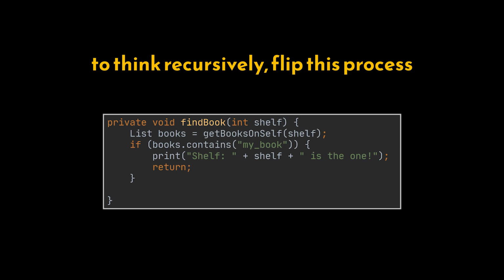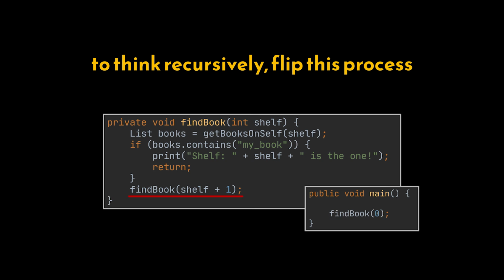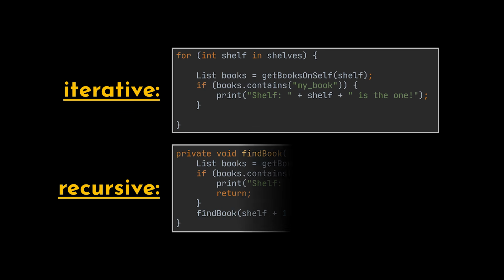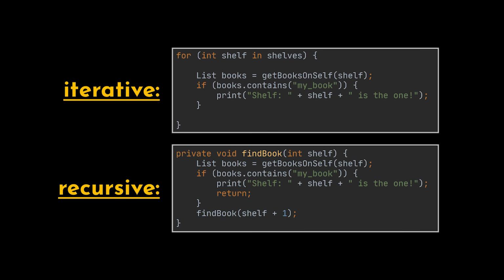Now, to think about this recursively, we'll need to flip this process. Instead of focusing on all the shelves at once, we start by writing the code to search a single shelf. Once that's done, if the current shelf doesn't have the book we want, the method calls itself with the next shelf number. The recursion continues until we find the book or run out of shelves. You see, recursion is about simulating a loop with a twist. It focuses on solving smaller portions of the problem first and then builds up to solve the larger problem.